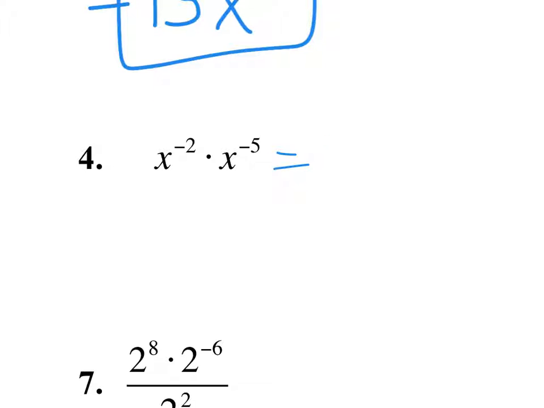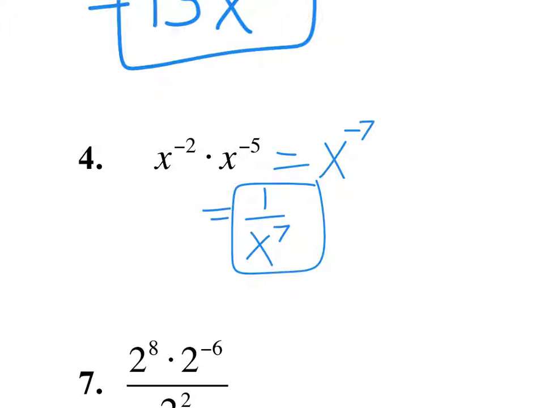Okay, we get x to the -7. You want to add your exponents, but you can't leave it like that. And so we rewrite this as 1 over x to the 7th. Who got that? Yes, ooh, Sarah, yay.